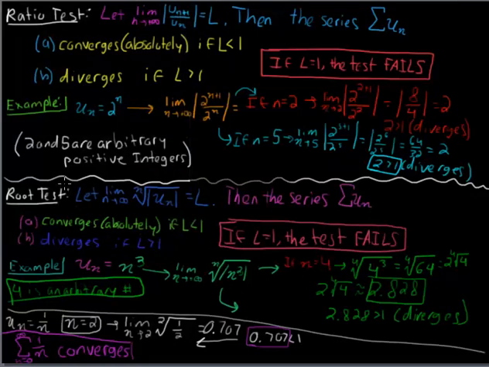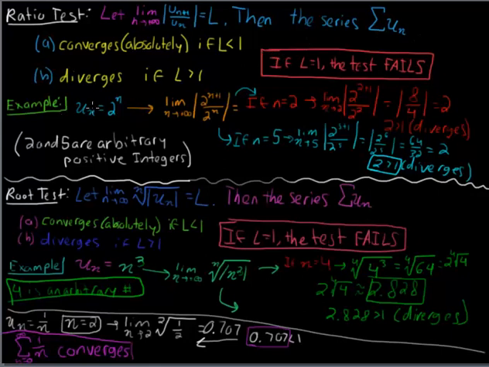Alright, so the ratio test. If you let the limit as n approaches positive infinity of u sub n plus 1 over u sub n equal L, then the series, the sum of u sub n, converges absolutely if L is less than 1 and diverges if L is greater than 1. If L equals 1, the test fails and you can get no conclusion out of it.